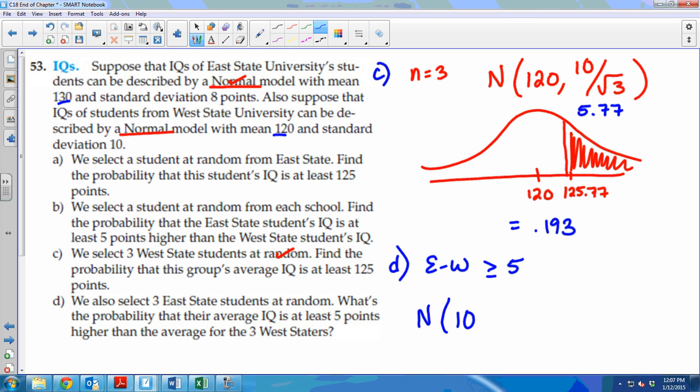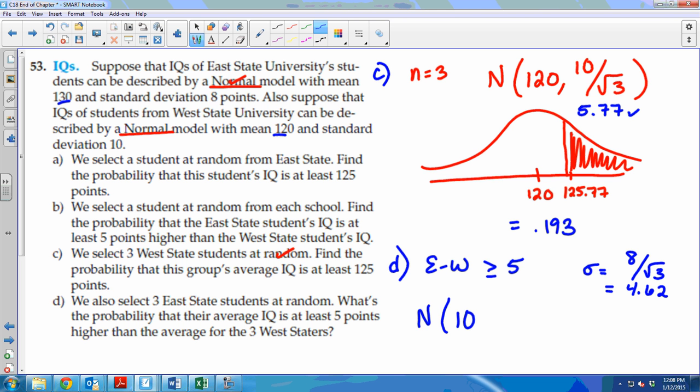All right. Then for the standard deviation, though, you have to find the standard deviation for the sampling model for East State. We already have it for West State, right? And then we're going to have to talk about some other stuff in a second. So let's find East State's first. What's the standard deviation for East State? 8 divided by the square root of 3, which is 4.62.